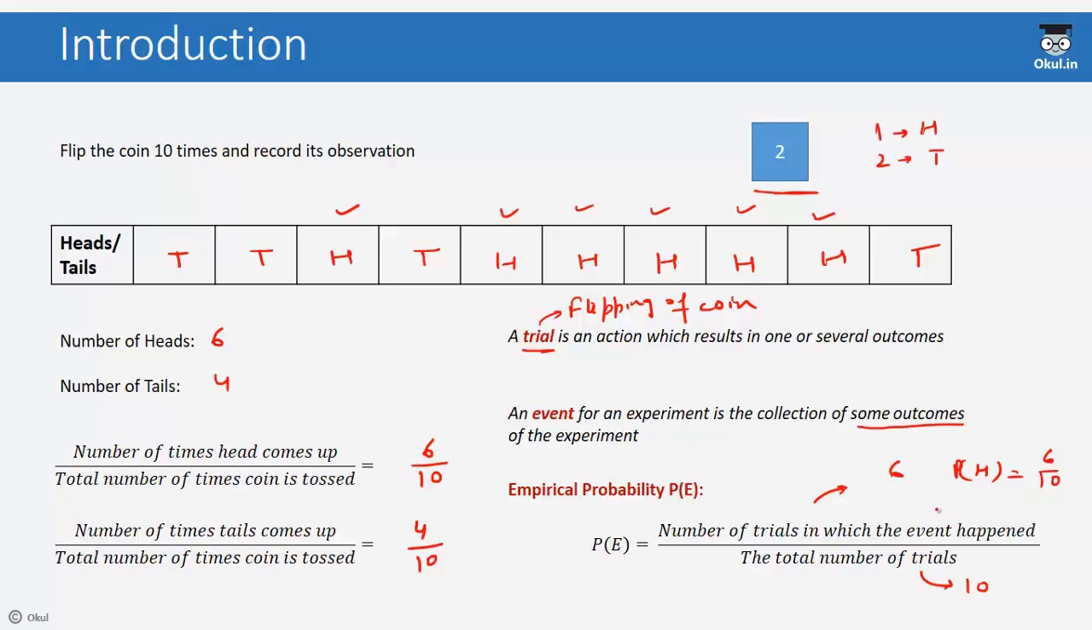And similarly, the probability for tail to come up is 4 by 10 because the number of trials in which tails comes up is 4 and the total number of times the coin was tossed will remain the same. Therefore, it is 4 by 10.